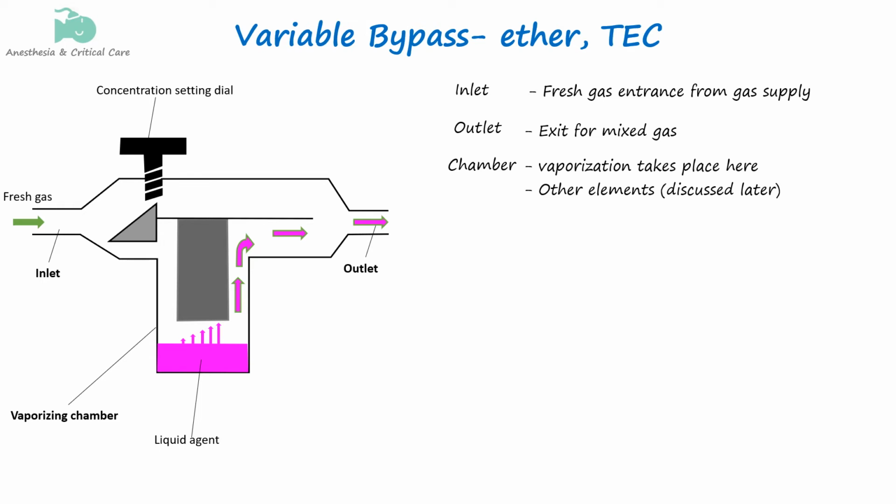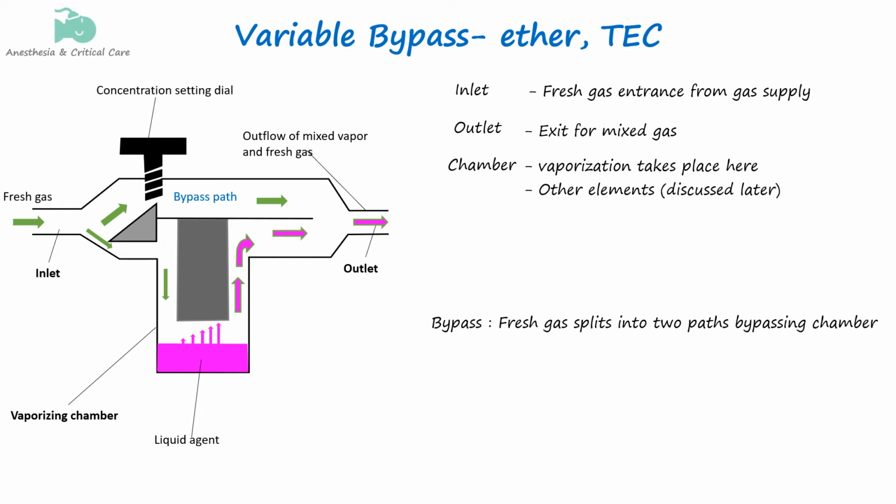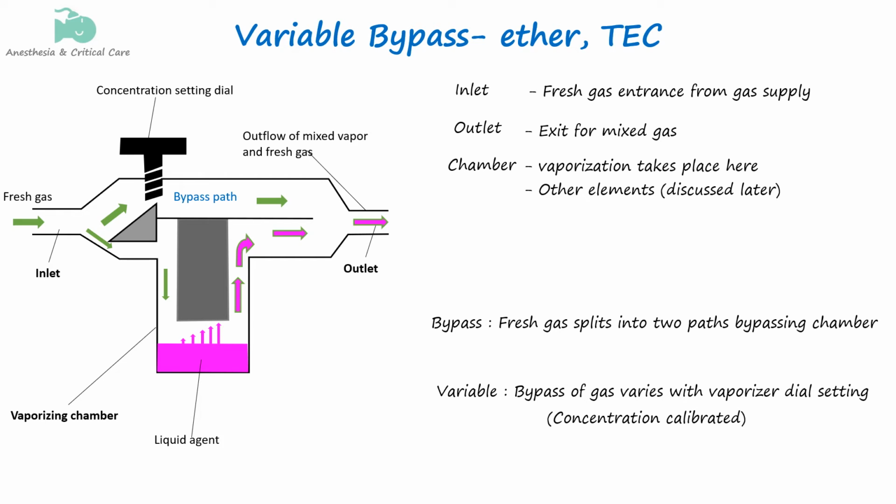The reason it is called bypass is because the vaporizer has a bypass pathway that allows a portion of the fresh gas flow to bypass the vaporizing chamber while another portion passes through the chamber to become saturated with anesthetic vapor. And it's variable because the dial on the vaporizer controls the concentration of anesthetic gas delivered to the patient by adjusting the ratio of gas that passes through the vaporizing chamber versus the gas that bypasses it. For this reason, it is also called concentration calibrated.